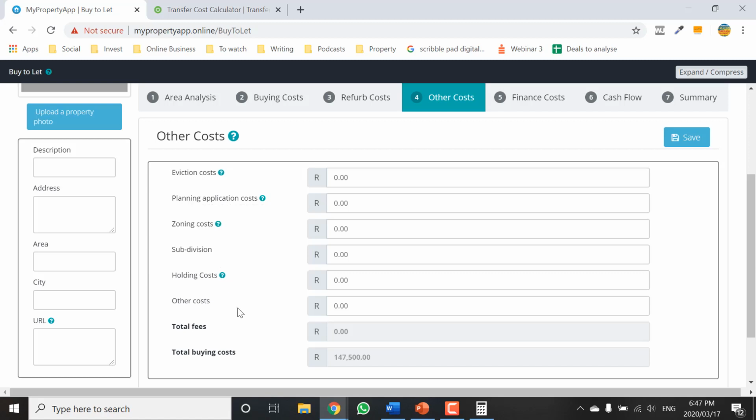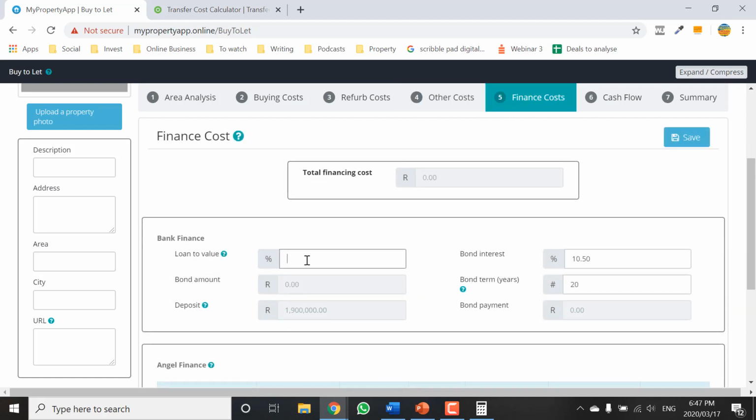Other costs. Okay, so eviction, zoning, holding costs. Are you seeing any kind of special costs that you might have to include in this? No, I don't believe so. There are already 3 students staying there at the moment on a month-to-month lease. Cool. So that could also help in terms of holding fees and things.